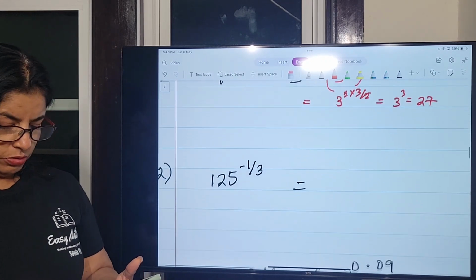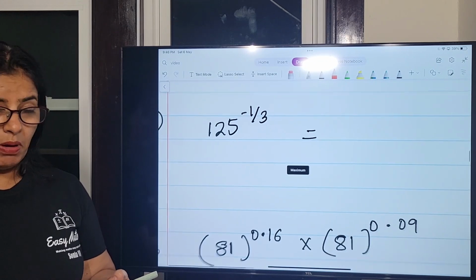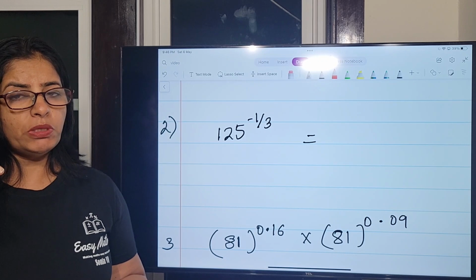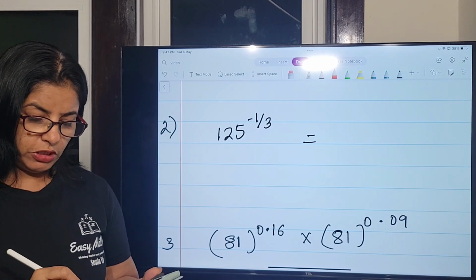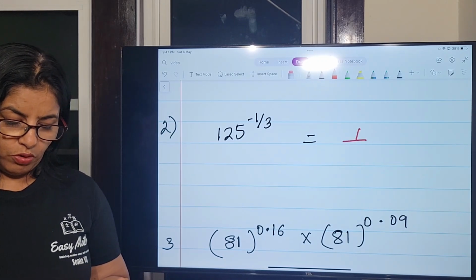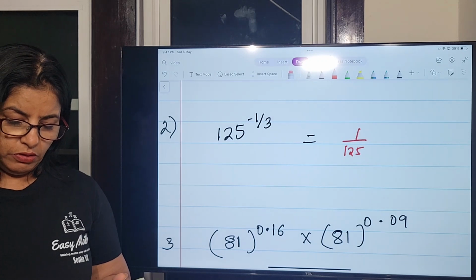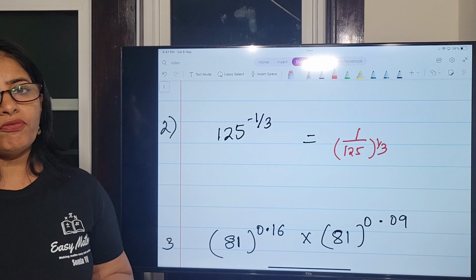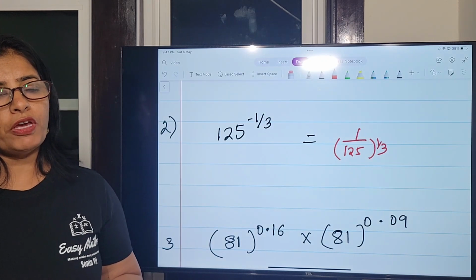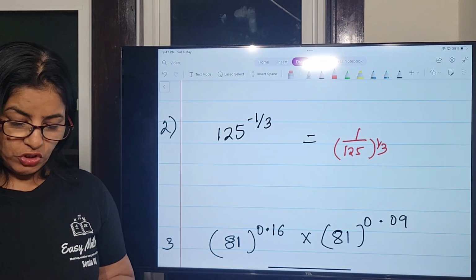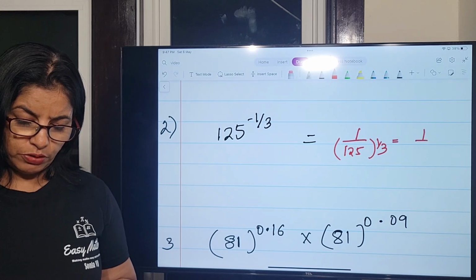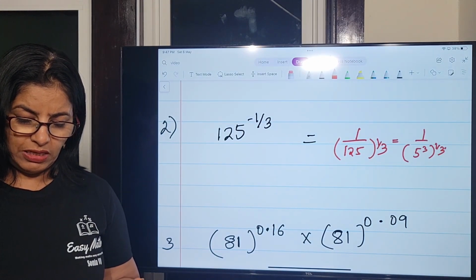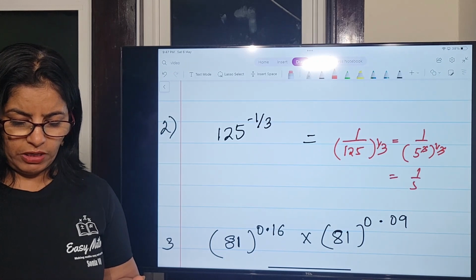Next question, 25 minus 1 by 3. Now as per the steps told to you, first we change negative to positive. So this becomes 1 upon 125 to the power 1 by 3. Now we know 125 is nothing but 5 cube. So we change it, composite to prime factors. This becomes 1 by 3. Cancelling 3, we get 1 upon 5. That's our answer.